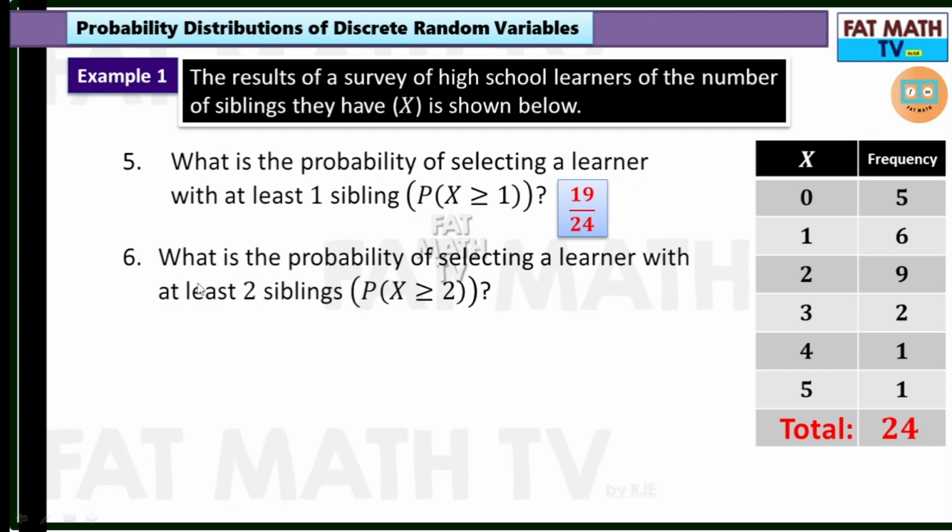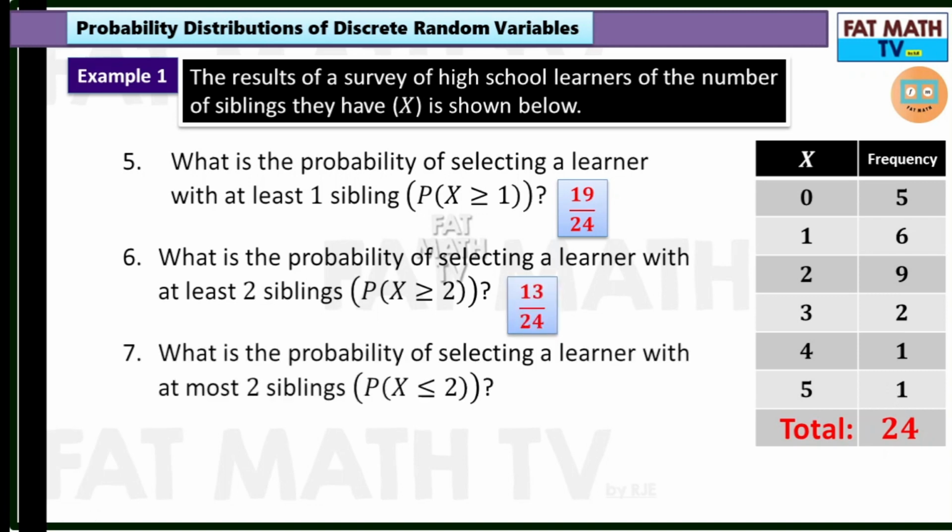Number 6. What is the probability of selecting a learner with at least 2 siblings? At least 2 can be 2, 3, 4, or 5. So that's 9 plus 2 plus 1 plus 1. That is 13 out of 24.